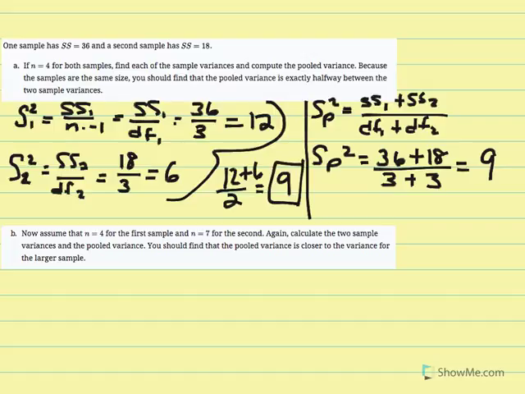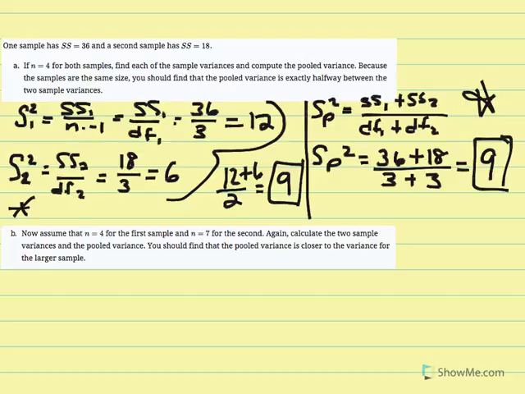Okay, so this shows that when our sample sizes are equal, the average of the two sample variances will be equivalent to our pooled variance. But when we have samples of different sizes, that won't be the case. So we should refrain from using this process of calculating the independent sample variances and averaging them. Instead, we must use the pooled variance because this takes into account the differences in sample sizes.